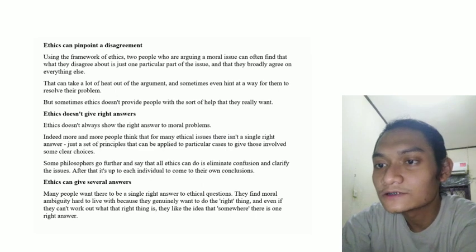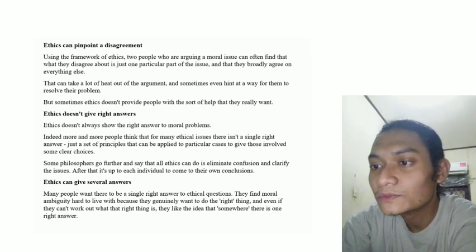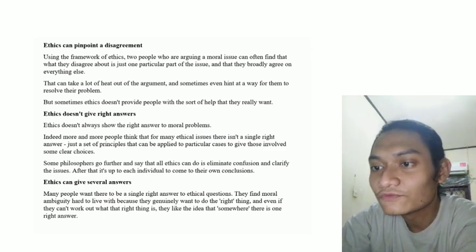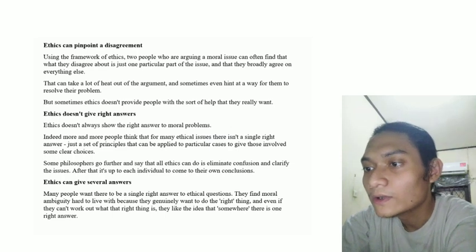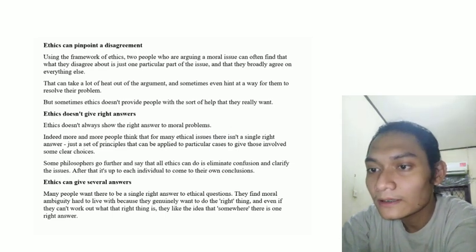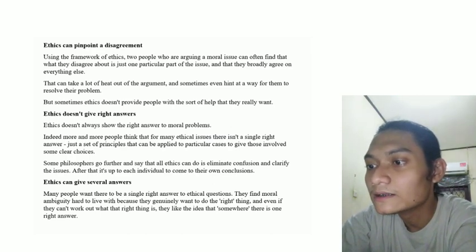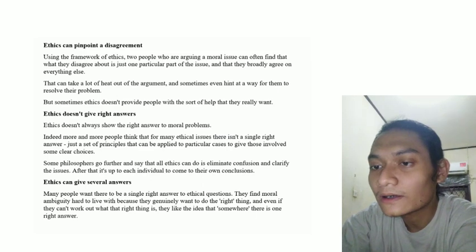Ethics can give several answers. Many people want there to be a single right answer to an ethical question. They find moral ambiguity hard to live with because they genuinely want to do the right thing. And even if they can work out what the right thing is, they like the idea that somewhere there is one right answer.